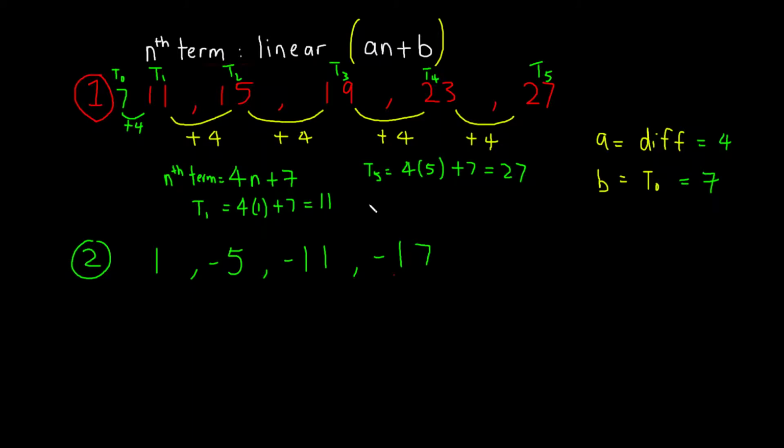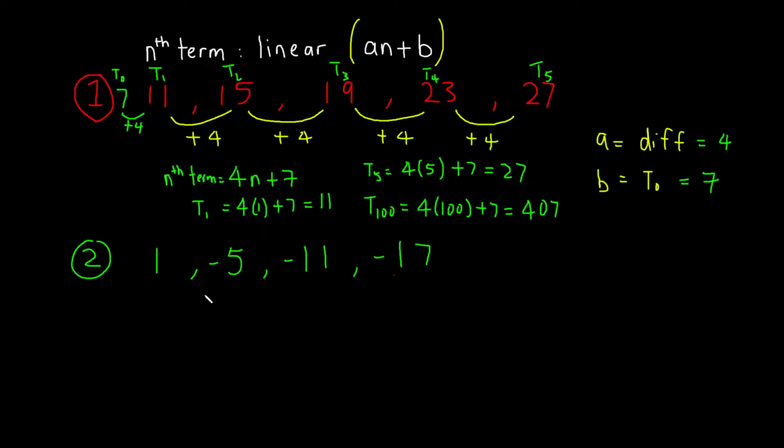Okay, how about if you want to find term 100? Your 100th term, you're not going to slowly add them one by one, plus 4, plus 4, plus 4 until 100. Instead, you substitute this 100 into your n. 4 times 100 plus 7 is equal to 400 plus 7, 407. Therefore, we know that term 100 is 407.